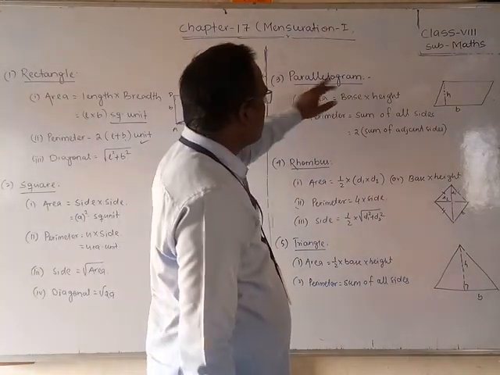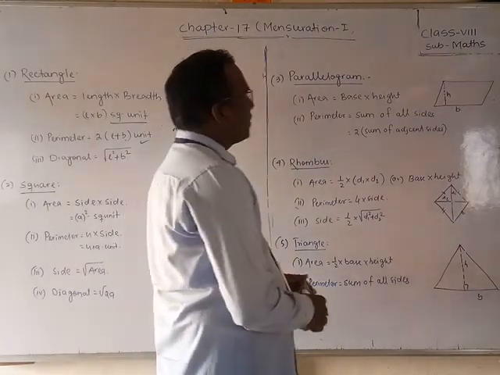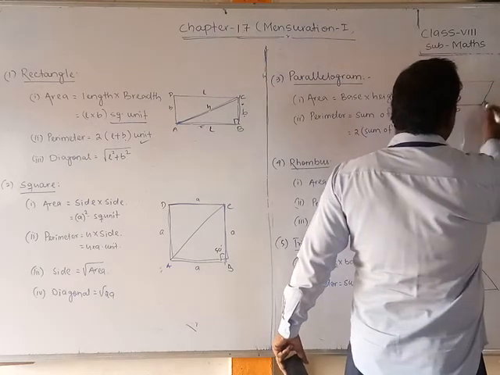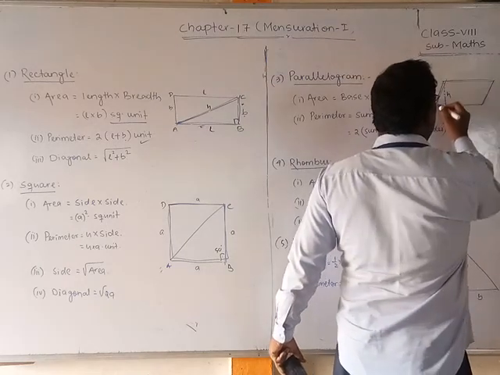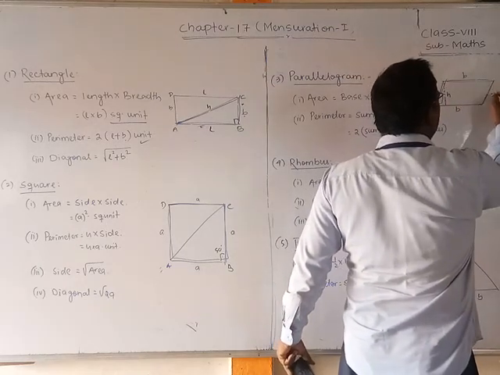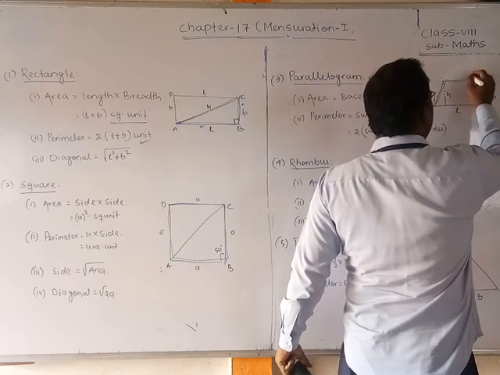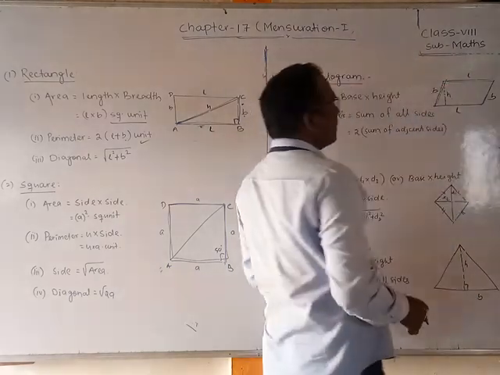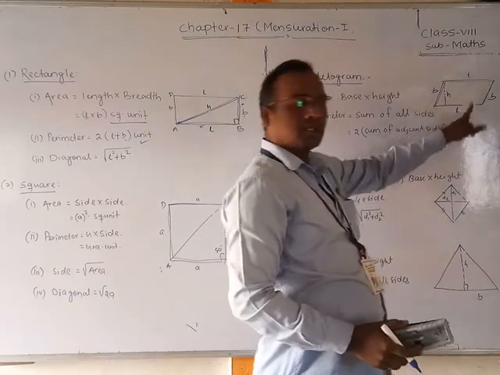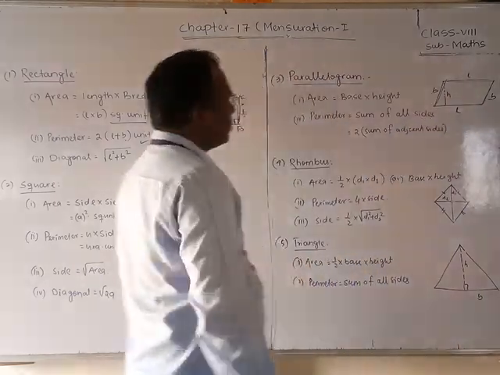Next we can see the parallelogram, students. What is a parallelogram? Opposite pairs of sides are parallel and equal. Suppose this is L and this is B, then this is also L and this is also B. So both opposite sides are equal and also parallel.